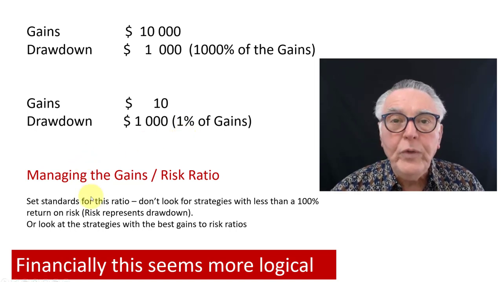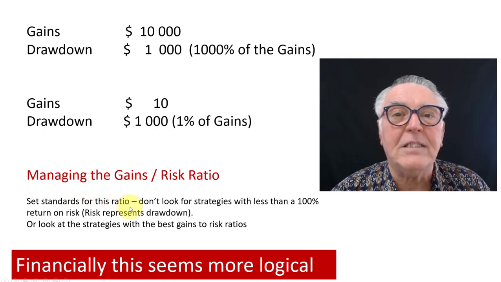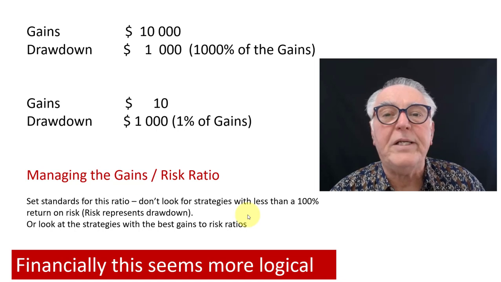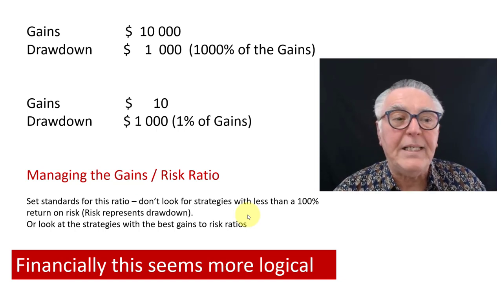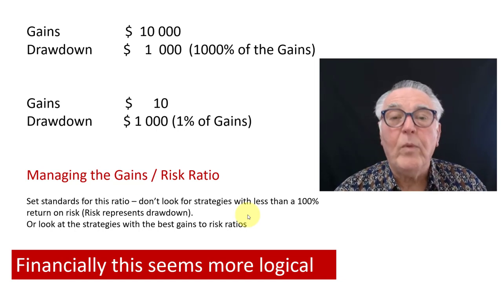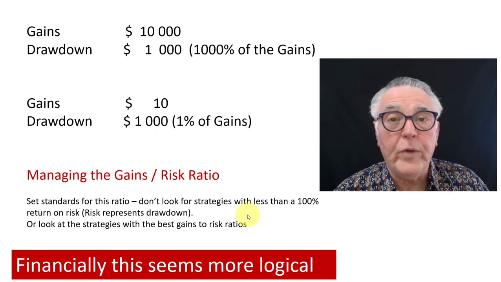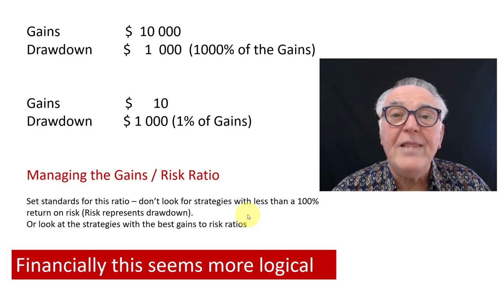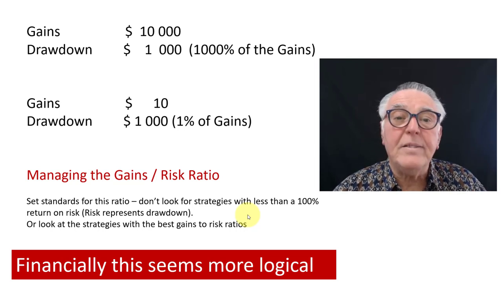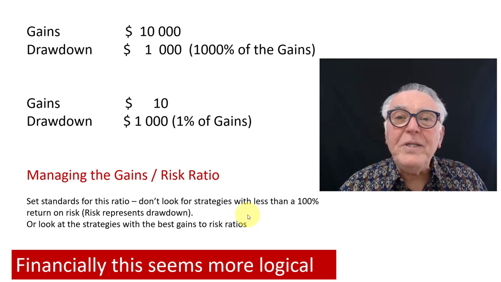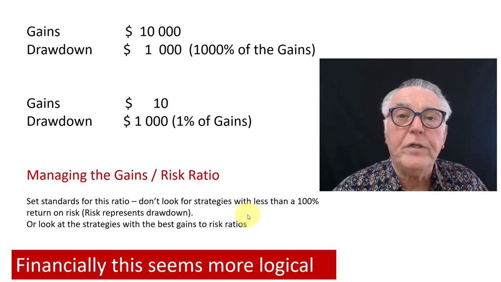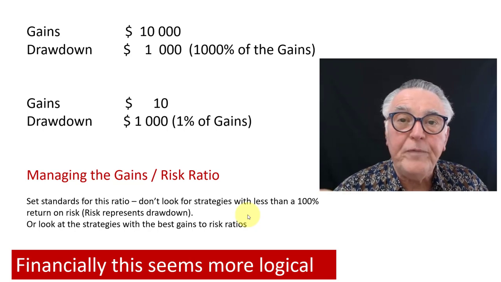And so all you need to do is set standards for this ratio. So an example of a strategy would be, don't look for strategies that have less than 100% gain on risk, where risk represents your drawdown. And once you've found those, then choose the very best strategies that have much bigger than 100% gains. Now, financially, this seems more logical because you have got to the heart of the trading. You found the efficiency ratio that makes the most sense.